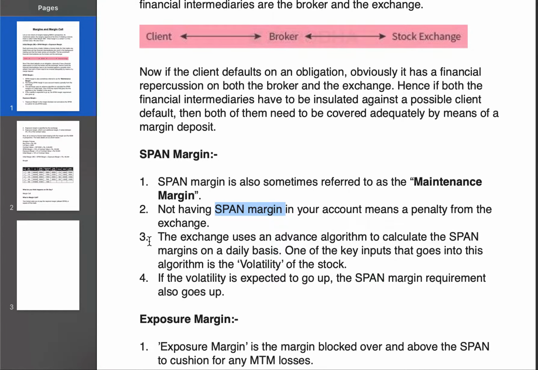The exchange uses advanced algorithms to calculate span margins on a daily basis. One key input that goes into this algorithm is the volatility of the stock. As I have told you time and time again, margins are generally based upon how volatile a stock is. If a stock is really volatile, the span margin required is high, right?